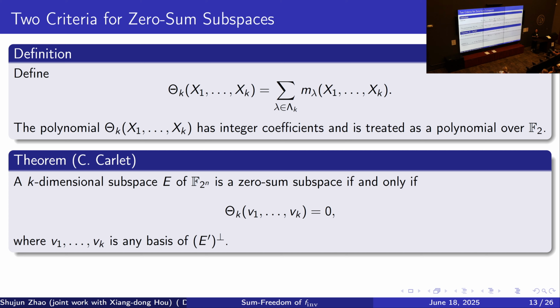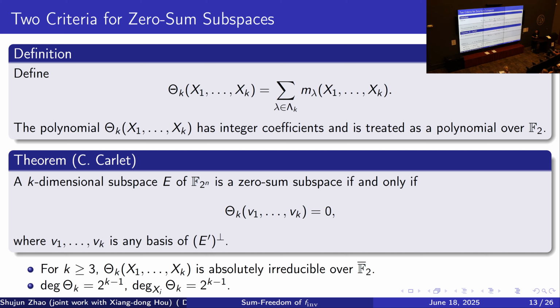So similarly, if you have E to be a k-dimensional subspace, and we take V1 to Vk to be the basis of E prime orthogonal, then E is a zero-sum subspace if and only if theta k evaluated at V1 to Vk is 0. So remember that we have a bijection from E to E prime orthogonal.